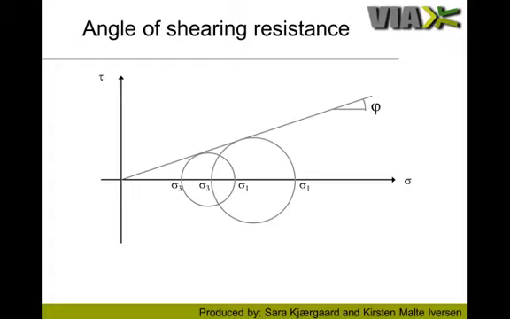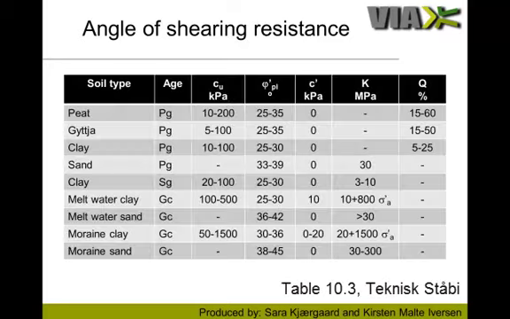a laboratory. If the project is not economically large enough to have laboratory tests conducted, it is normal to use angles which are estimated from table values. One example of these table values is table 10.3 in Teknisk Ståbi, which is used in Denmark.